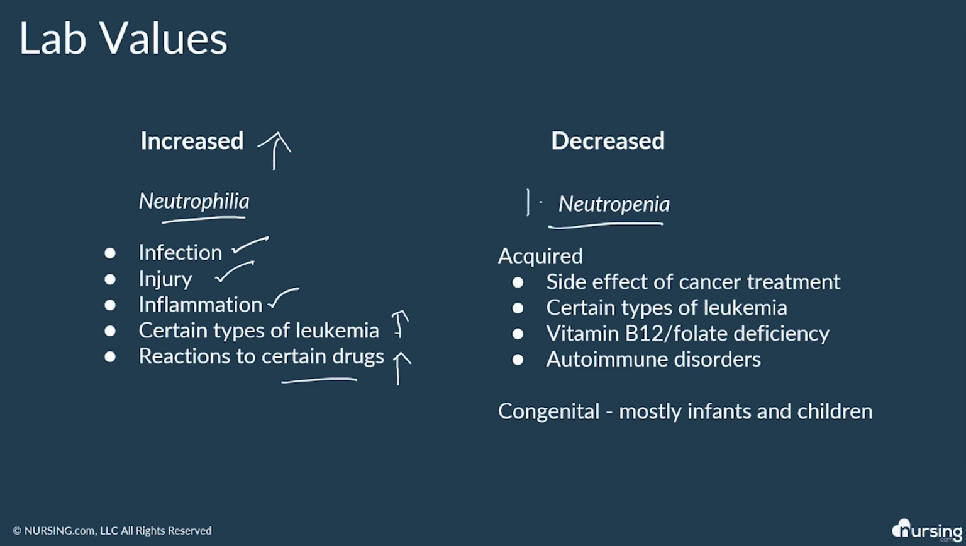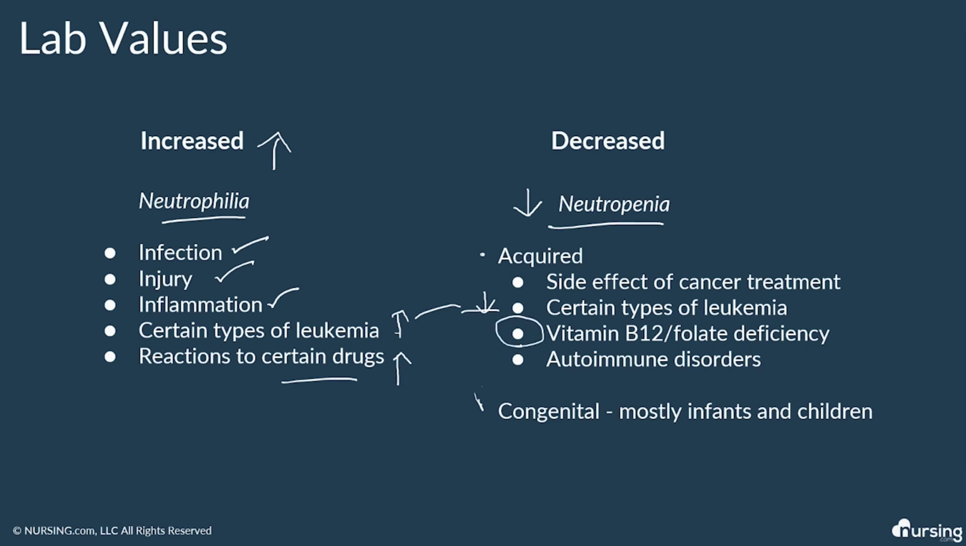That's the term used for decreased ANC. It can either be acquired or congenital. Now, most often we see neutropenia as a side effect of cancer treatment. The cytotoxic drugs are certainly hard on the bone marrow. Again, you'll see some consistencies over here, so it just kind of depends on the leukemia, but some types of leukemia will actually suppress the bone marrow.